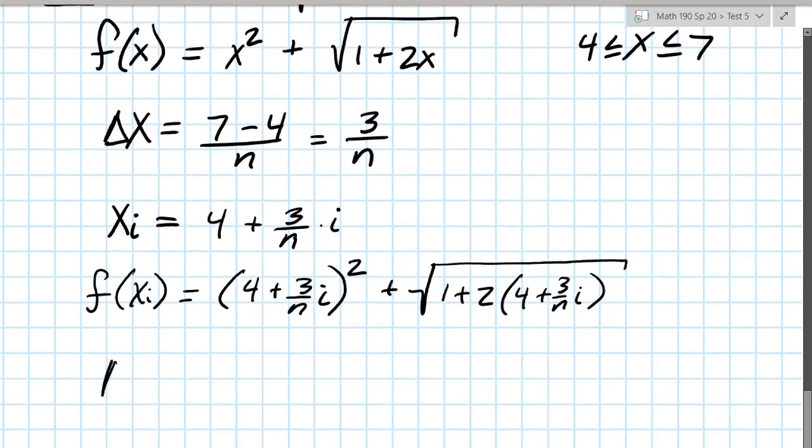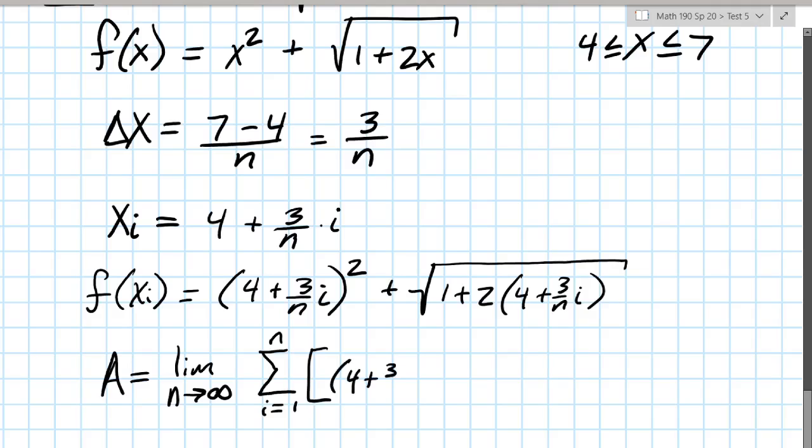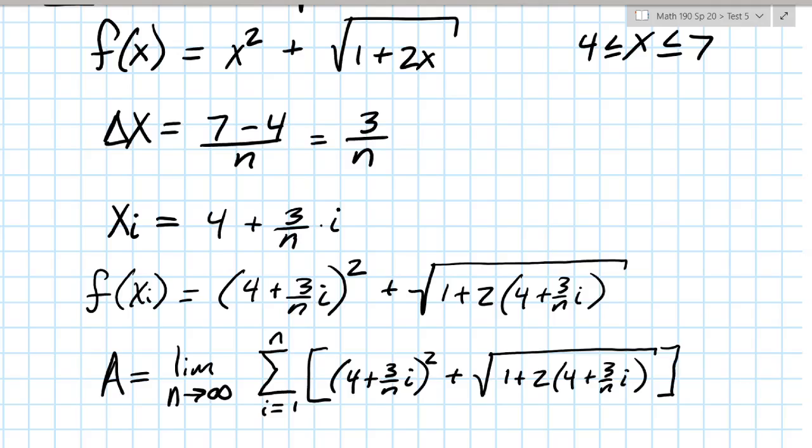In order to find the area, it is the limit as n approaches infinity of the sum from 1 to n of the height. The height is this stuff, the f of x sub i, times the base. The base was 3 over n.